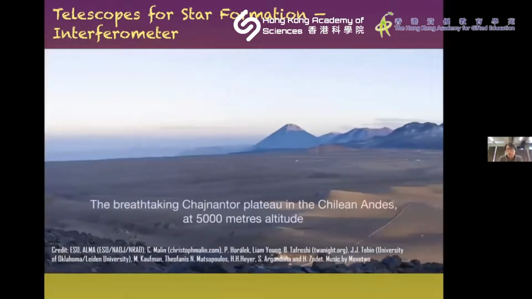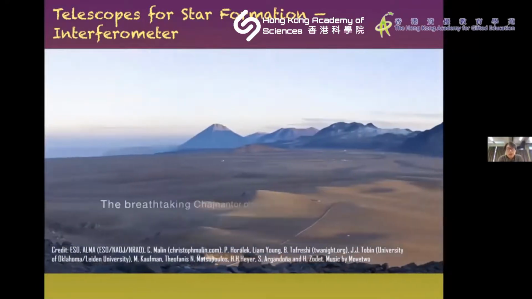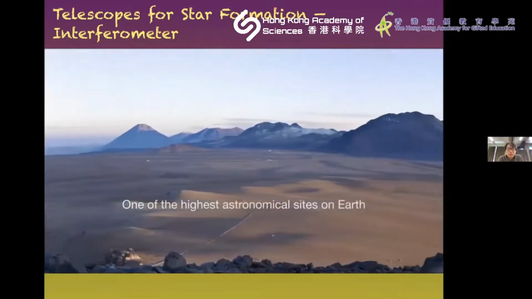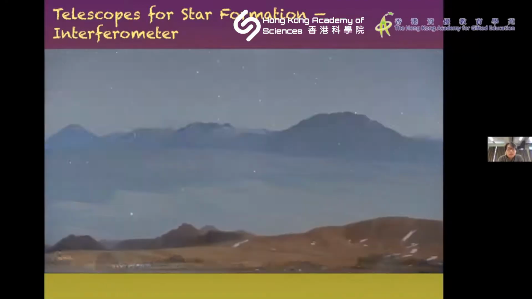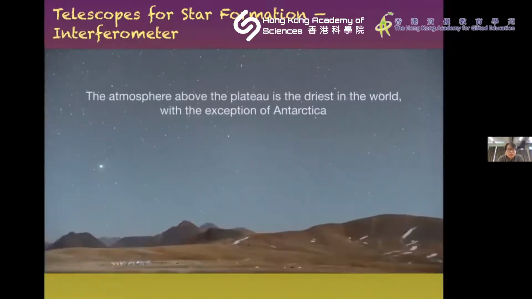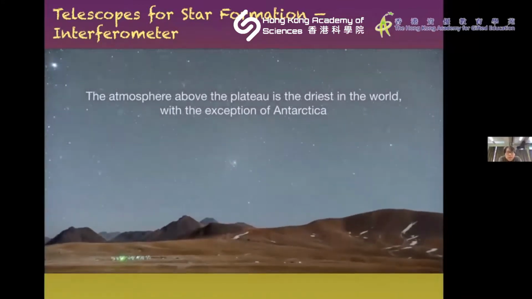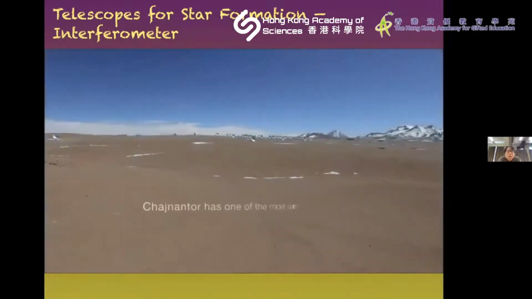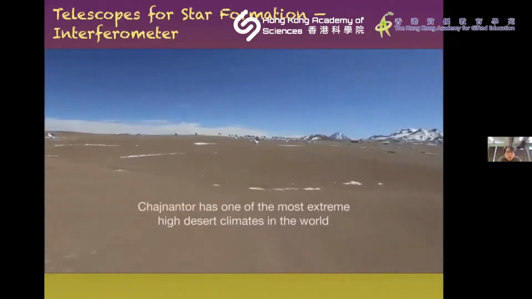So again, it has to be a dry place. It's in Chile, 5,000 meters high. It's desert, very dry. And it's the furthest place on Earth from Hong Kong, directly opposite from Hong Kong, the other side of the Earth.